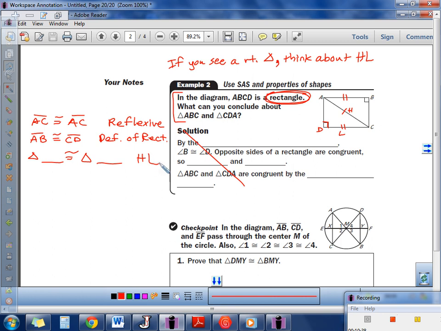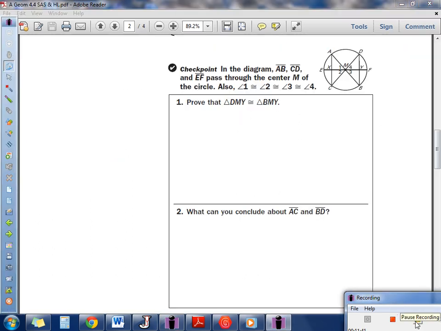This is enough information. Another person said some more information about rectangles. We could have marked here and here, but then we would have had to add more reasons and more statements in order to do that. So really, this is the minimum answer. This is the good, short, sweet answer. This is the most efficient one. You see right triangles, you need to be thinking about HL. All right, try these checkpoints out. They're a little bit more challenging. You've got to really examine the picture.